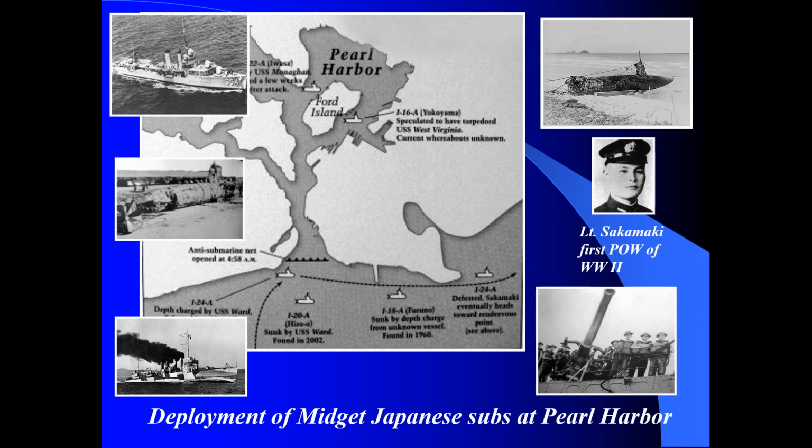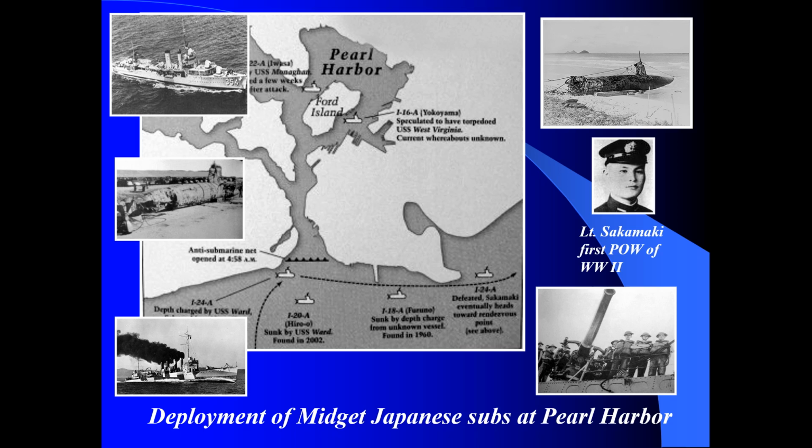The deployment of Japanese subs at Pearl Harbor. There were 5 two-man midget subs deployed at Pearl Harbor. However, only 2 made it into the harbor. The minesweeper USS Condor spotted a midget submarine periscope and alerted the destroyer USS Ward. That midget sub had disappeared by that time. The USS Ward sank another sub at 6:37 a.m., which was the first sub to be sunk.